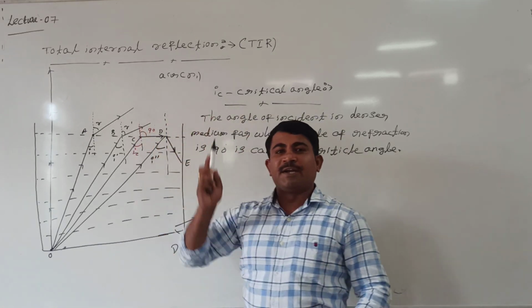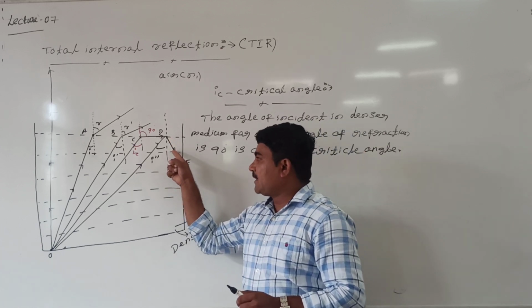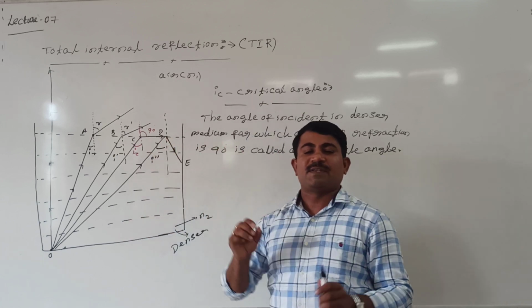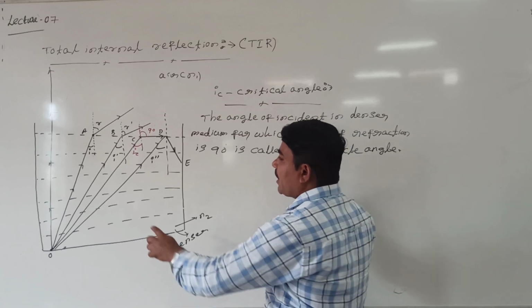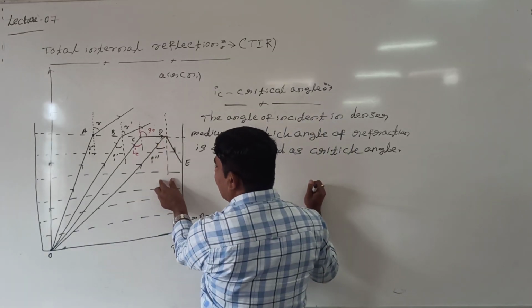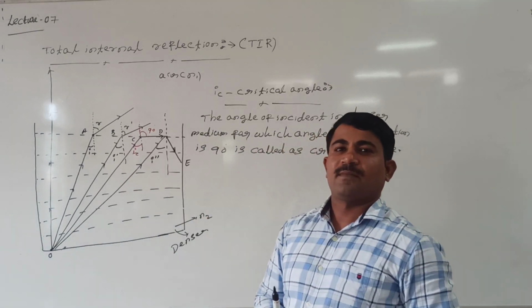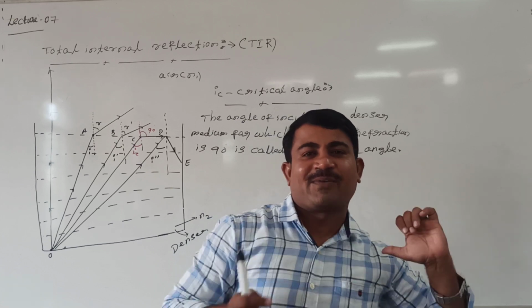How to define total internal reflection? See here. The phenomenon of bouncing of light in the same medium when a ray of light travels from denser medium to rarer medium, this phenomenon we are calling total internal reflection. How is it? The phenomenon of complete reflection of light in the denser medium if the angle of incident is greater than critical angle, this we are calling total internal reflection of light.